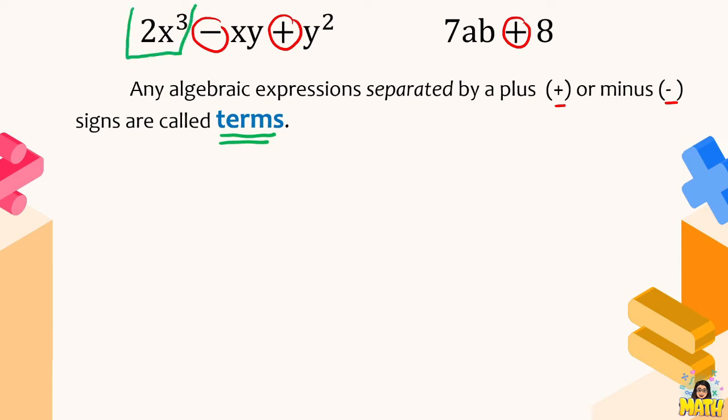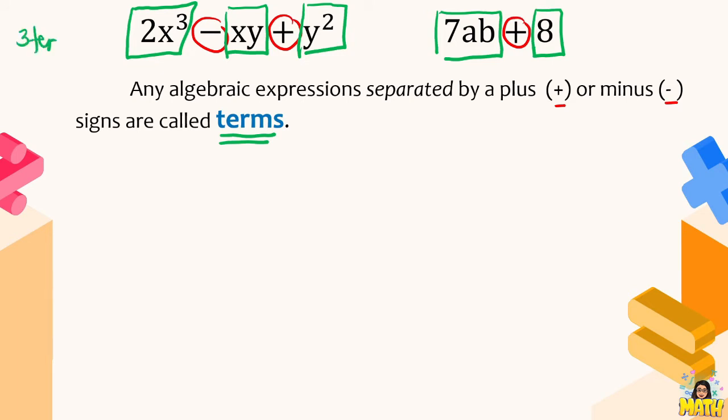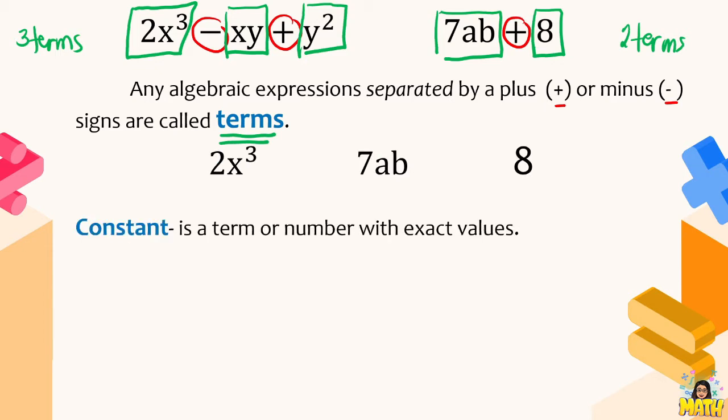That means 2x cubed is one term, xy is the second term, y squared is the third term. Dito naman, we have the first term, 7ab, while the second term is 8. So this expression has 3 terms, while this one has 2 terms. Ngayon ang ibig sabihin ng terms. Out of this, we have this word constant.